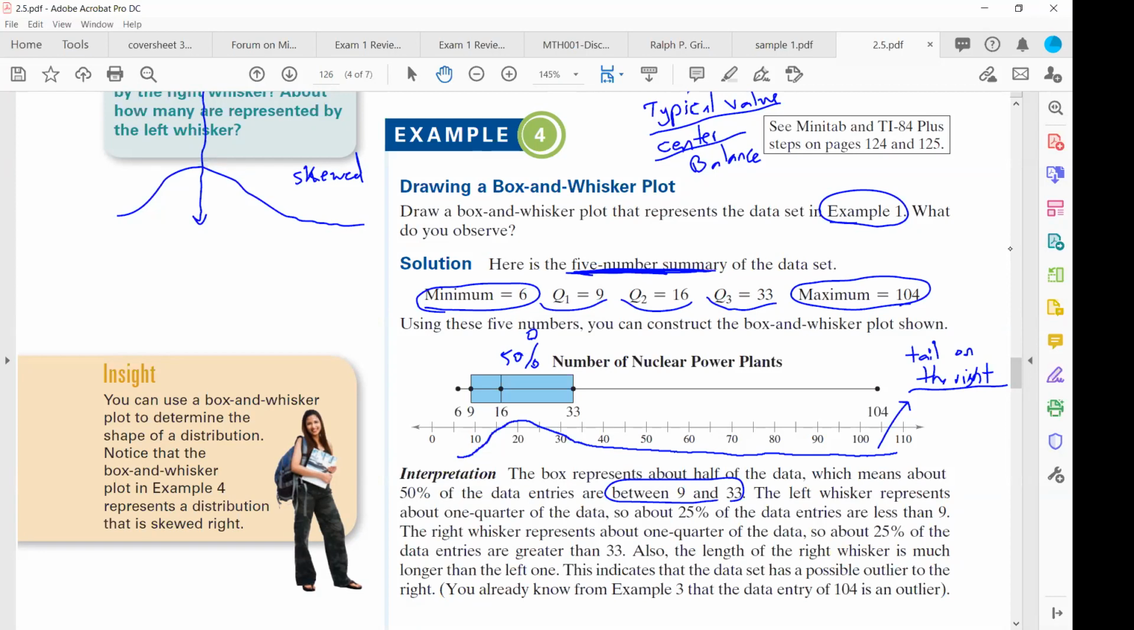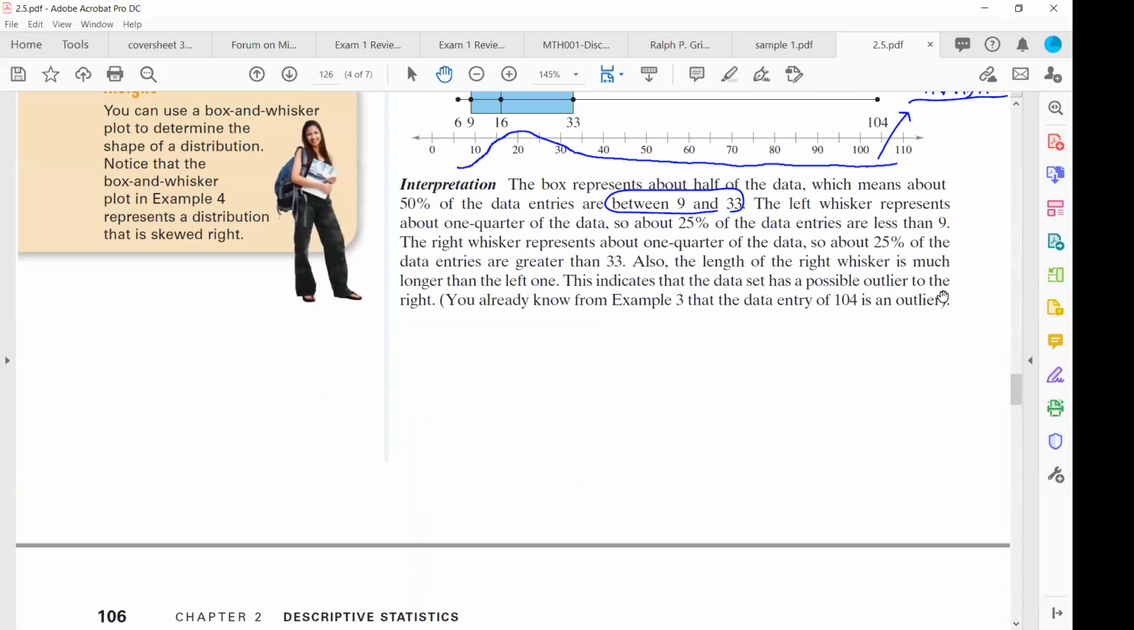So that would be with every data, right? The left whisker would be 25. Exactly, exactly. Remember the definition of first quartile, second quartile, and third quartile? Yeah, I got it. Perfect. Very well.